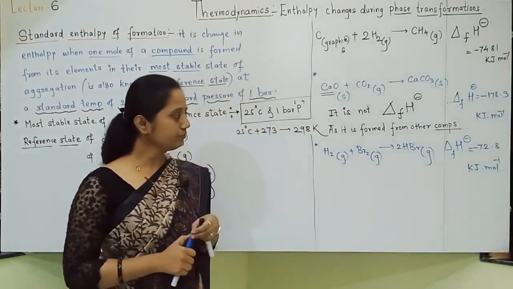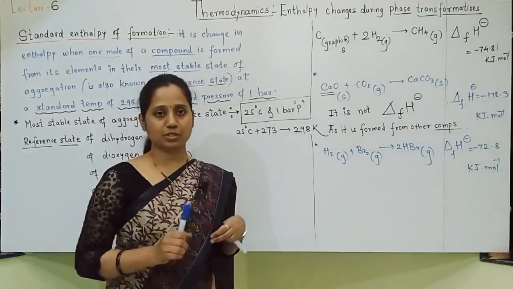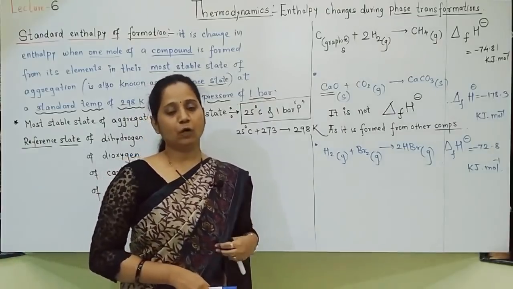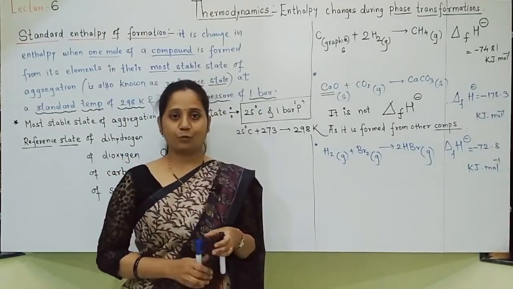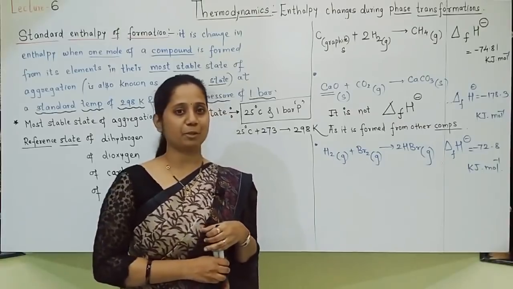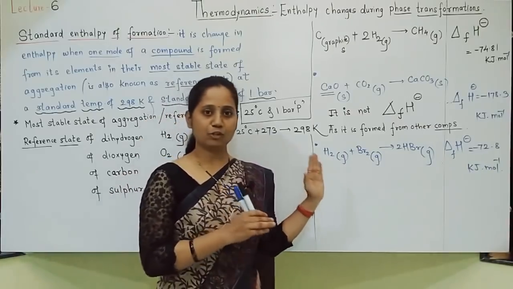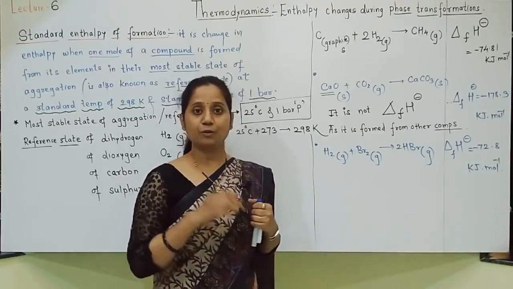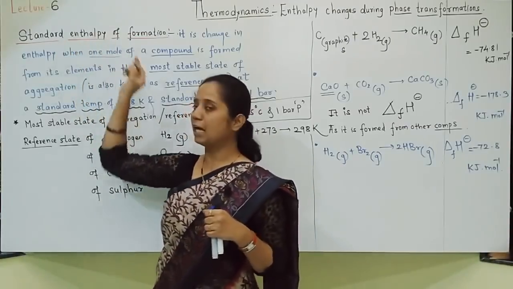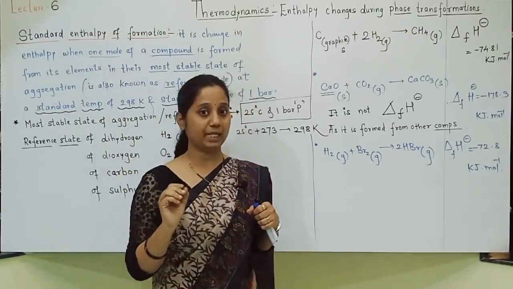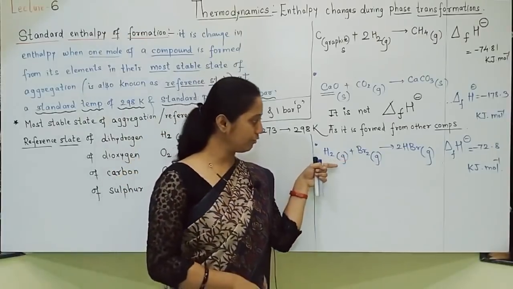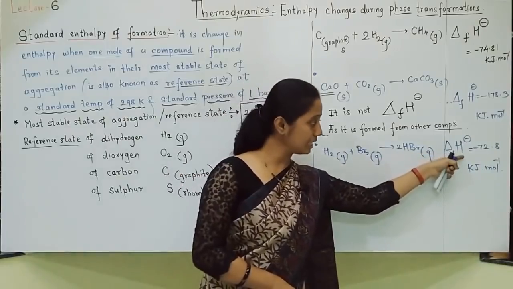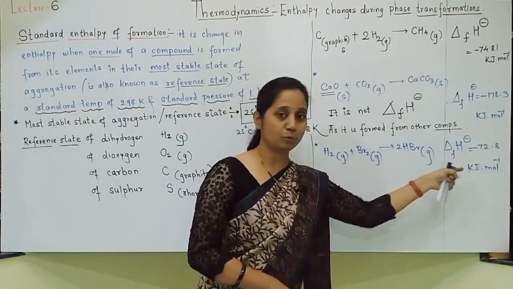Okay, I wrote one more equation, friends. Now, if a question is asked to you, what is the standard enthalpy of formation for HBr? The equation is in front of you. What do you have to tell? You have to tell what is the standard enthalpy of formation of HBr. Now, the equation is given like this, with the value minus 72.8 kilojoule per mole.